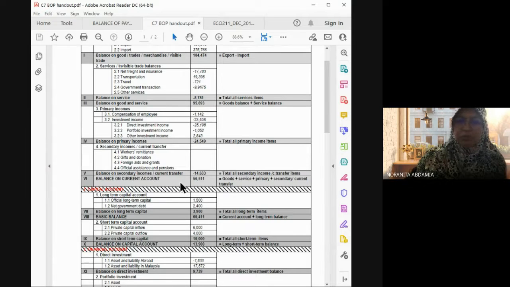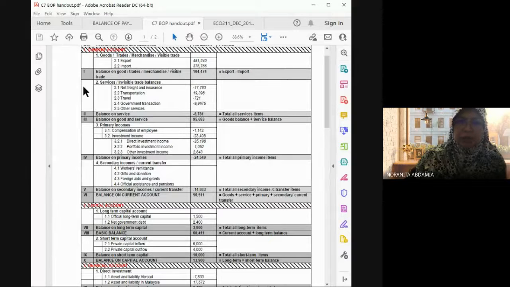Alright. Okay, and then lastly, of course, for each major account, there is actually a balance on the current account. So for the balance on the current account, what's the formula? Goods plus service plus primary plus secondary or the current transfer. So that means you have to add all these four sub accounts, number 1, number 2, number 3, number 4, and you will get the balance of the current account overall. But again, I remind you, if one of the sub accounts you calculate wrongly, it will affect everything. So definitely you will get the wrong balance on the current account. Okay, tu tak best. Okay, hopefully not. Alright. Okay, so we settle now for the current account.